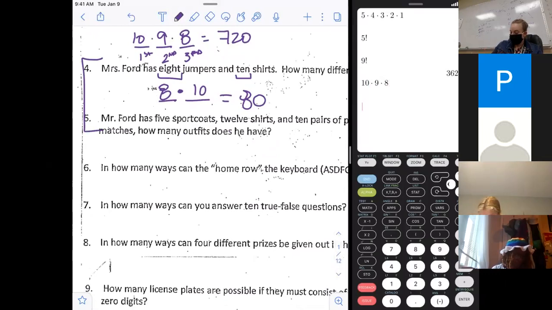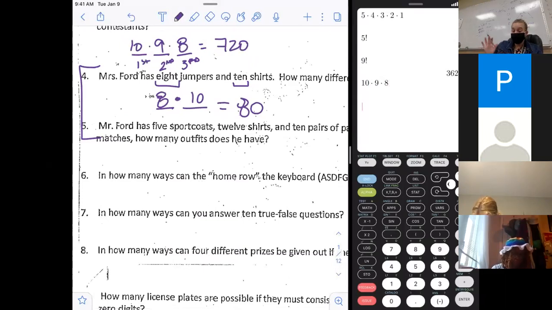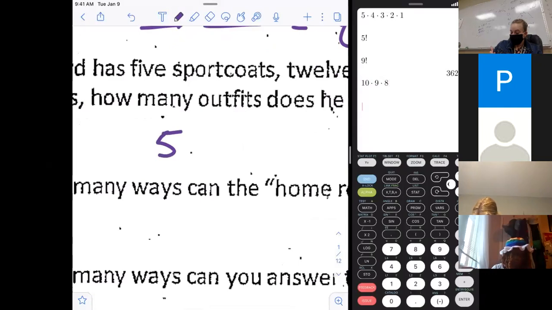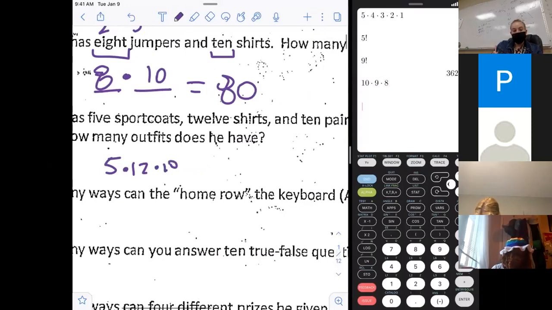This time, Mr. Ford has 5 sports coats, 12 shirts, 10 pairs of pants. Assuming everything matches, so assuming everything can go, how many outfits can he make? We just have 3 numbers this time. We've got sports coats, 5, shirts, 12, and pants, 10. So 5 times 12 times 10 is 600.